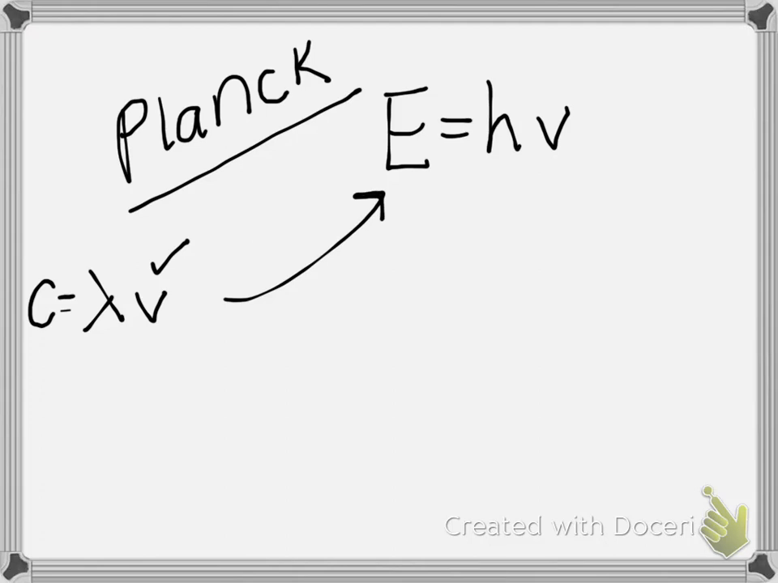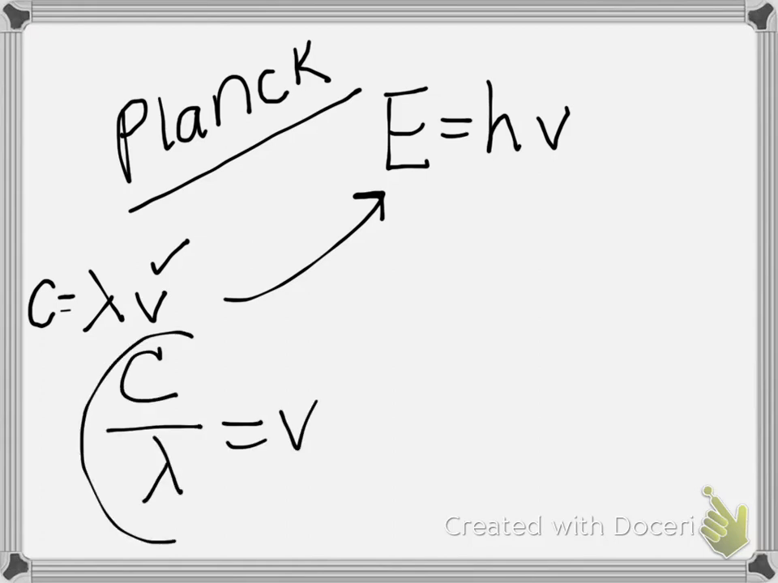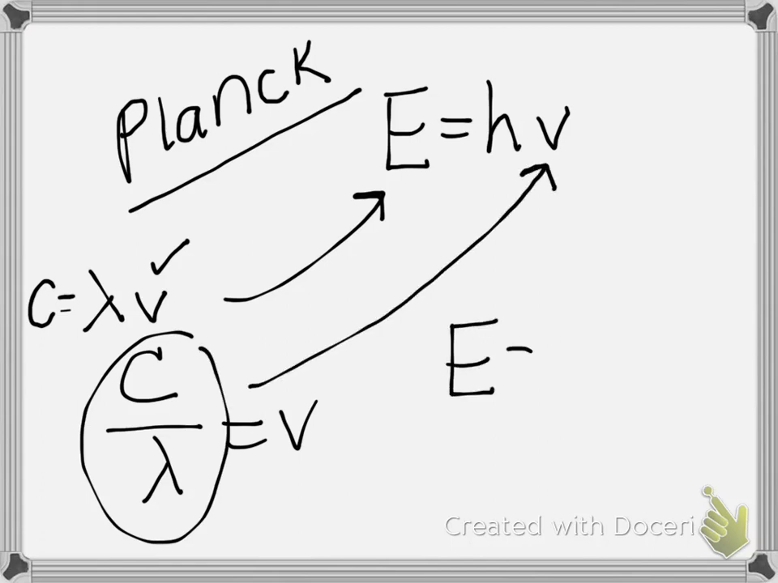In physics, if you take physics, we do a lot of what are called substitution problems. So we could solve this equation for V. We would get C divided by lambda equals V. Then we can plug that in for V, and we end up with E equals HC over lambda. So we don't even ever have to handle the number for frequency. Okay, great. Still don't care, Moser.